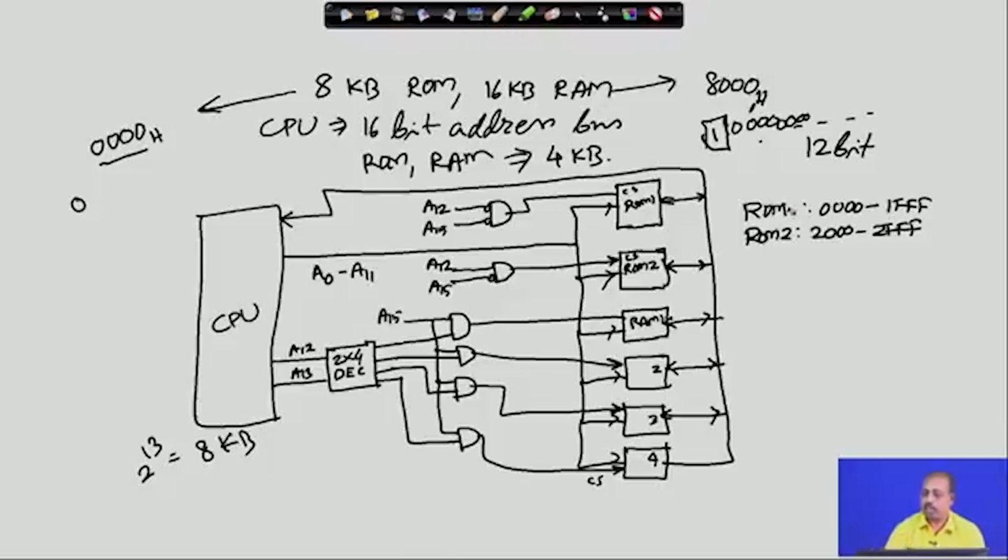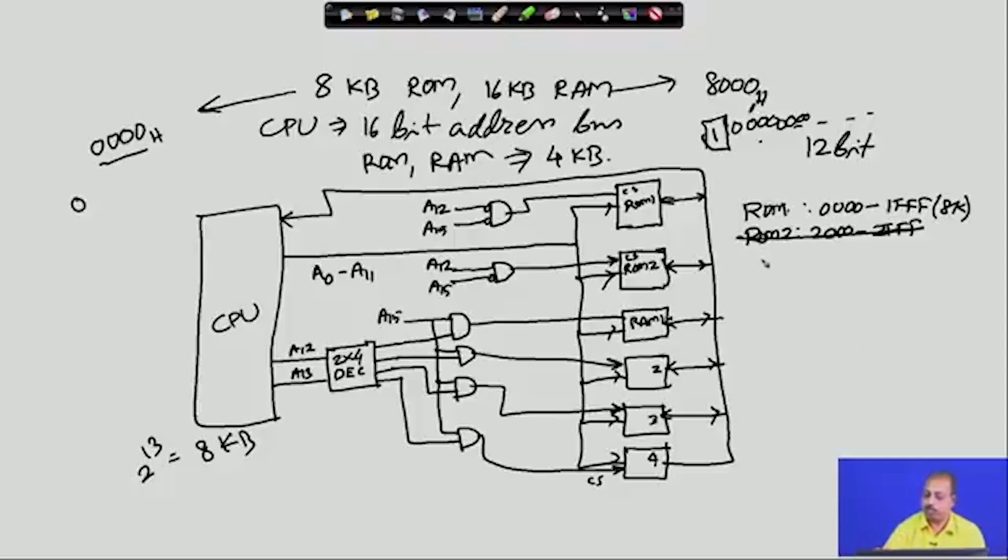This is the complete ROM space that we have, a total of 8 kilobytes. Out of that, the first 4K locations will belong to ROM 1 and the second 4K locations will belong to ROM 2. Now, there will be folding, as I was telling.